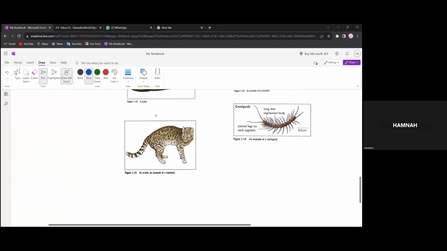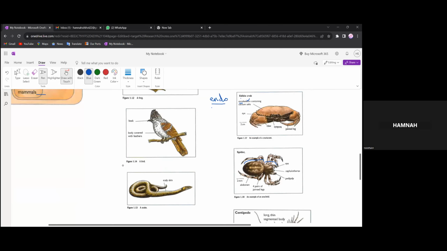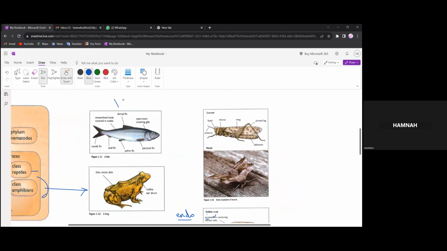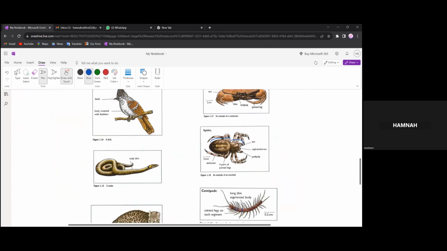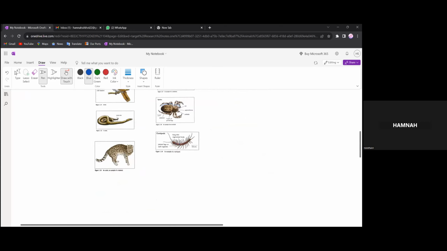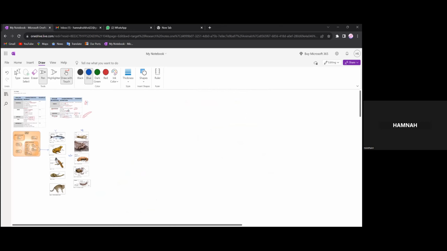And then mammals, you can think of so many mammals: a cat, a dog, a lion, humans, right? Mammals are so easy. So these are all vertebrates, and all of these are arthropods.